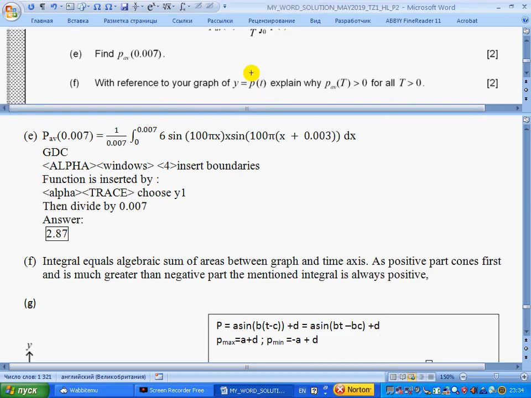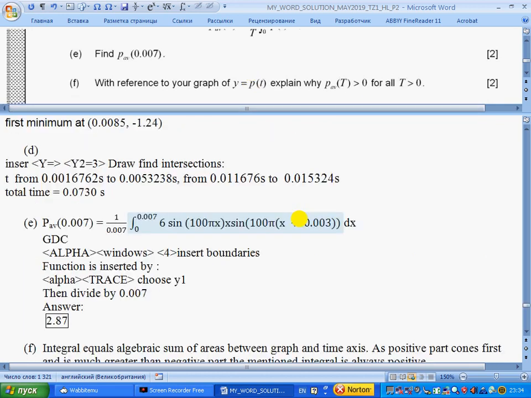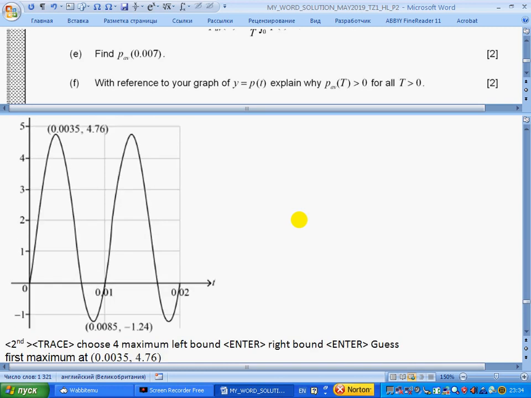Right, now we go with reference to your graph, explain why p is always more than 0. So p is integral. Integral is area under the graph, so we have big positive, so moving to the right, so we have positive, positive, positive, then we have negative area added, but it is much smaller, and again positive added. So as a result, the total sum of areas will always be more than 0.